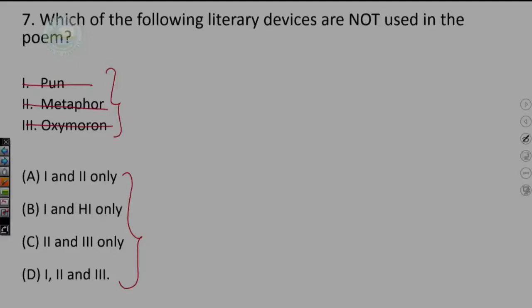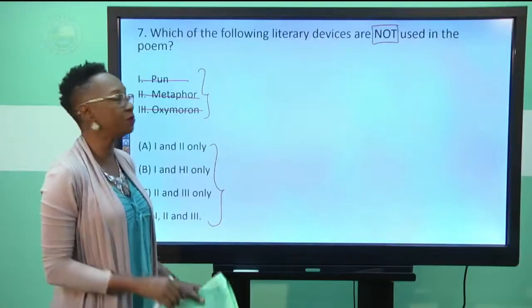None of them. So again, because we're looking at which of the following literary devices are not used in the poem, none of them were used. So the trick with it is that because none of these were used, pun was not used, metaphor was not used, oxymoron was not used, so our answer is D. What they did here, because very often we assume that one of them will be our answer. So we have to be very careful.